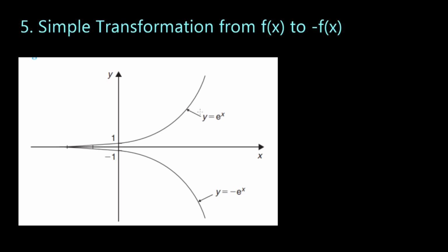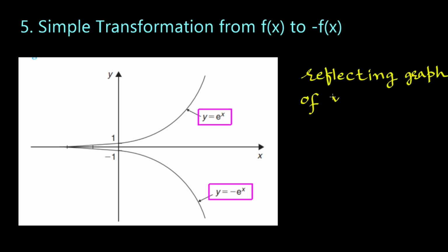Simple transformation of y = e^x to y = -e^x can be obtained by reflecting the graph of y = f(x) in the x-axis. So here you can see the graph of y = -e^x as a reflection in the x-axis of the graph of y = e^x.